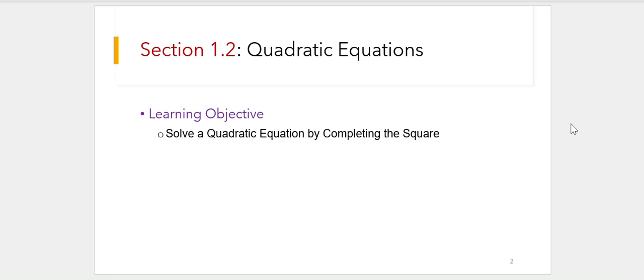Section 1.2, quadratic equations. In this section, the learning objective is to solve a quadratic equation by completing the square. So let's think about the fact we are given a specific quadratic equation and we would like to solve it. Completing the square is one of the methods that we could use for that.